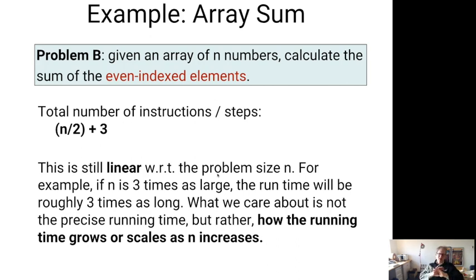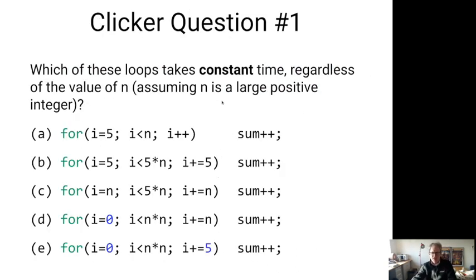So remember, this has nothing to do with absolute measures of time like seconds or hours, or even number of operations, in fact. What we're looking at is how does it scale? And this second algorithm that only computes every other element in the array scales the same way as the first one. They are both linear algorithms. They're both order n.